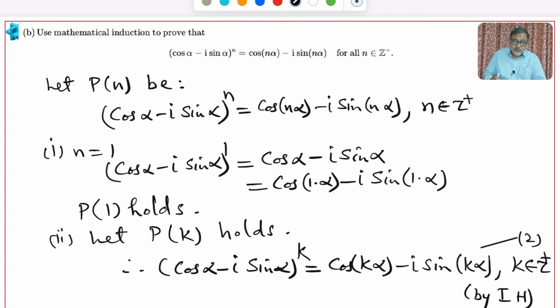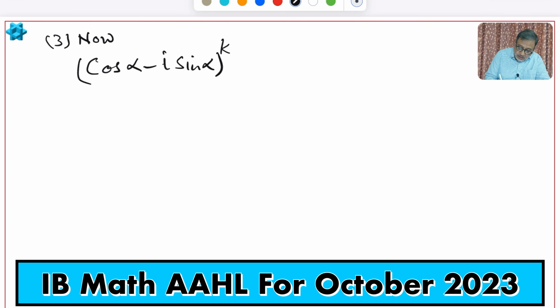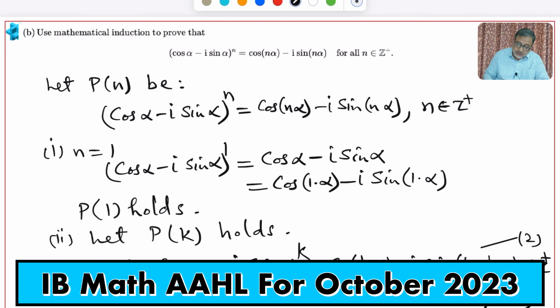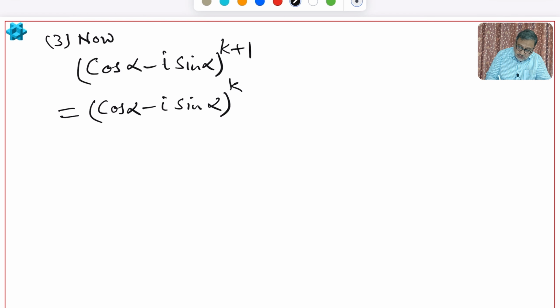Okay. Now the third part, we will check whether P of k plus 1 holds. So cos of alpha minus I sin of alpha to the power k plus 1, right? Yeah, this we can take. So what I will do, I will separate the kth power and the 1 power. And 1 power will be cos alpha minus I sin alpha, right?